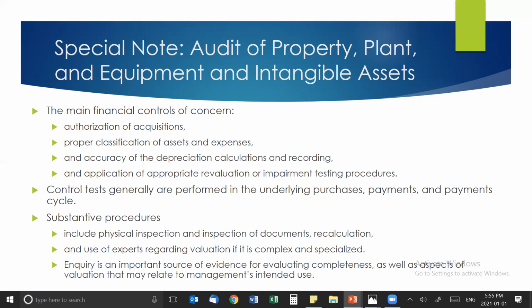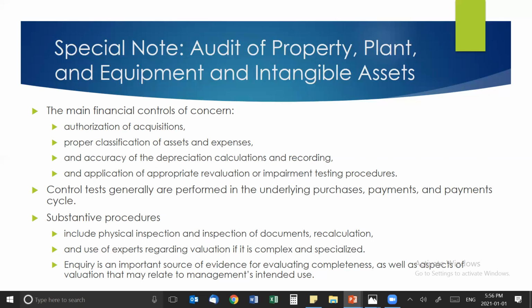Looking at the appropriate revaluation or impairment testing. So have they done testing for impairment? Maybe we would re-perform the impairment testing to determine should there be an impairment or not. Some of the substantive procedures: we would do physical inspection of the PP&E. We would inspect documents like purchase documents and ownership documents. We would do recalculations. We might have to use experts regarding the valuation, especially if it's an intangible asset that's complex and specialized. Or if they're using fair value accounting for their PP&E, we'd probably want to get an appraisal to determine what the fair value should be at year end.